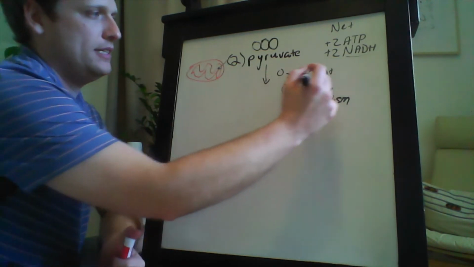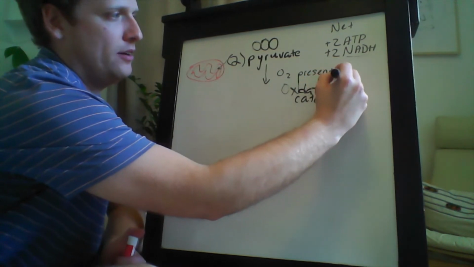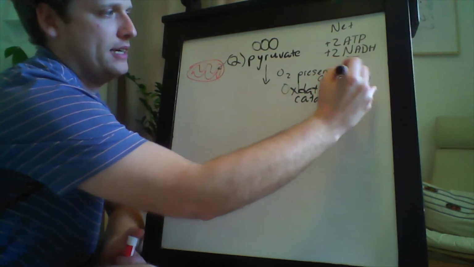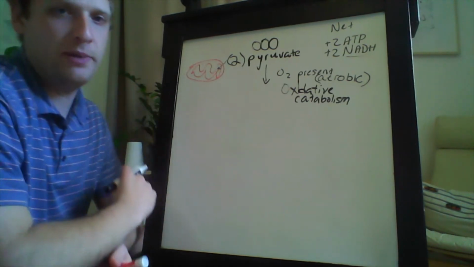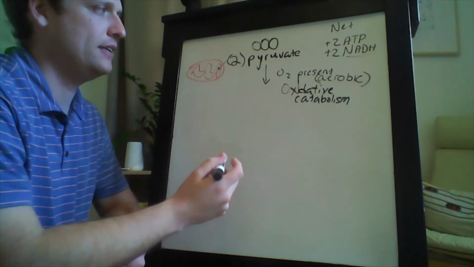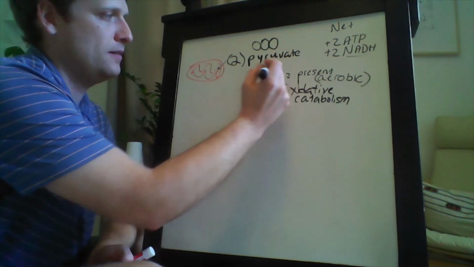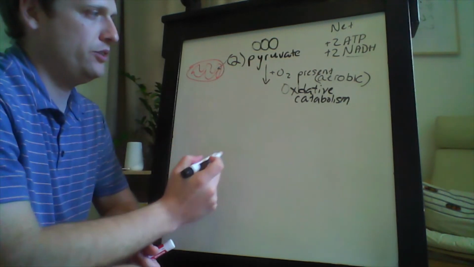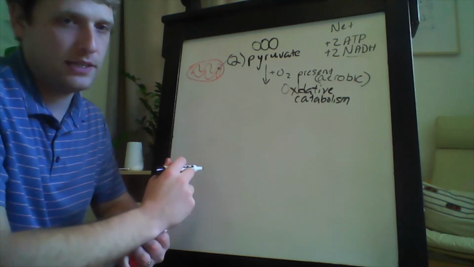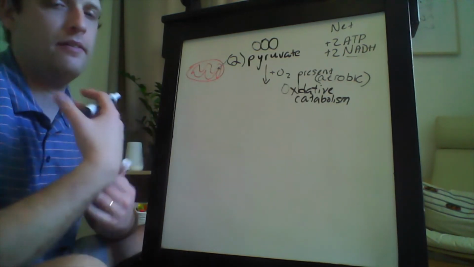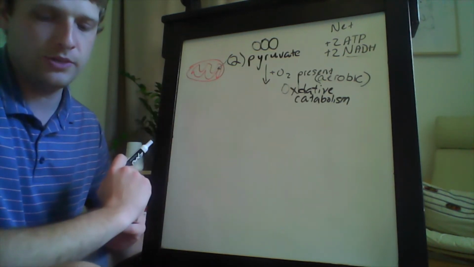So again, this is an aerobic process, whereas anaerobic was generating lactic acid with pyruvate. If you have O2 present, then you're going to go through an aerobic process, which allows you to generate much, much more ATP, as we'll see in a second.